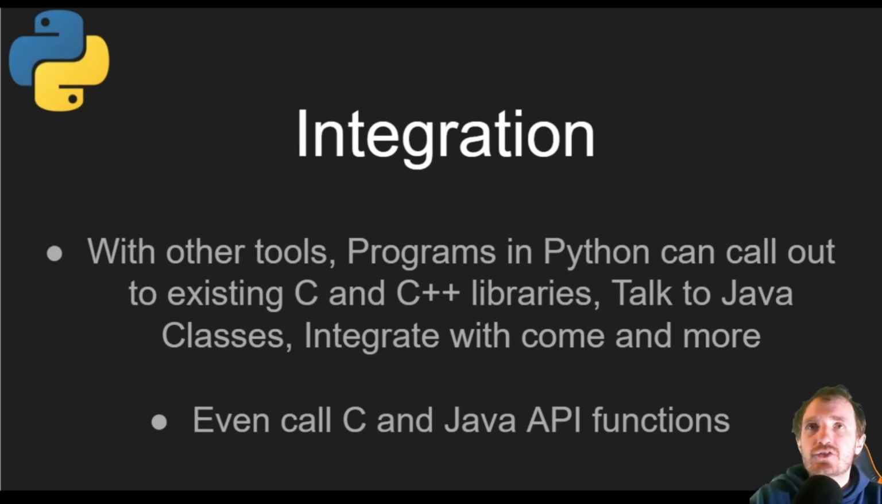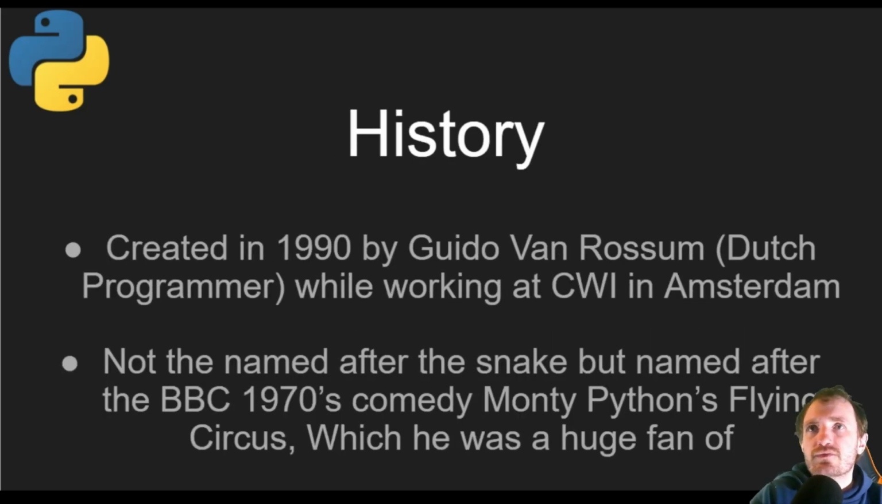Now, a little bit of history about Python, because that's always fun to know. It was created back in 1990 by, if I say this wrong, I'm sorry, Guido van Rossum, a Dutch programmer, while working at a company called CWI in Amsterdam. Now, don't let the name of the snake fool you. It's not actually named after the Python snake. It's actually named after the BBC 1970s comedy Monty Python's Flying Circus, which the developer was a huge fan of. If you have no idea what that is, you should definitely watch it.